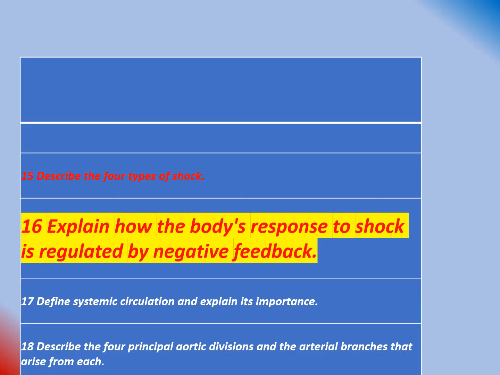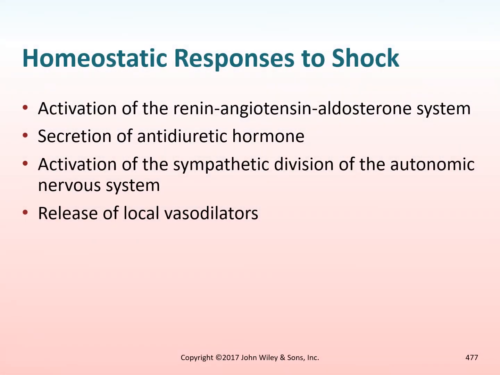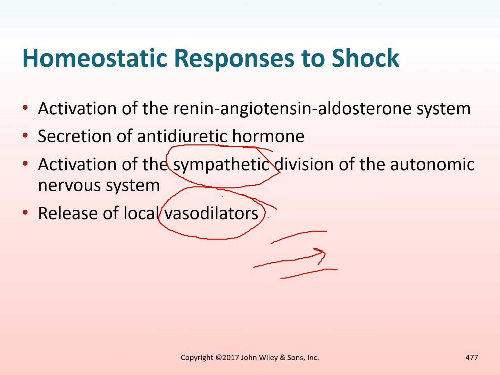Explain how the body's response to shock is regulated by negative feedback. Well, basically, if someone's in shock, the body is going to respond by releasing all these hormones, stimulating the sympathetic nervous system, and releasing what are called vasodilators to bring more blood into that area. Of course, what that ends up doing is dropping the overall pressure.